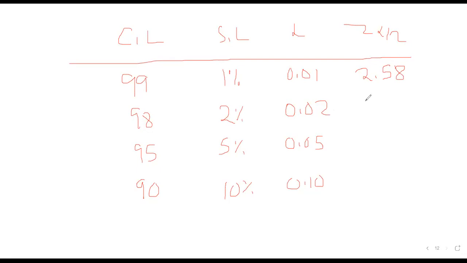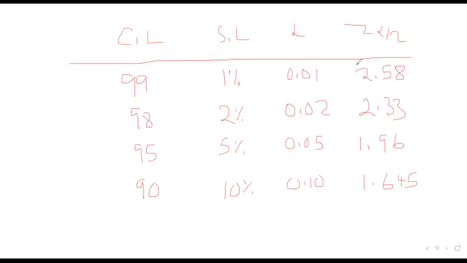Then here, 2.33, 1.96, and 1.65 or 1.645. Excellent. So the song is: two consecutive, 2.58, 2.33, 1.96, 1.645.